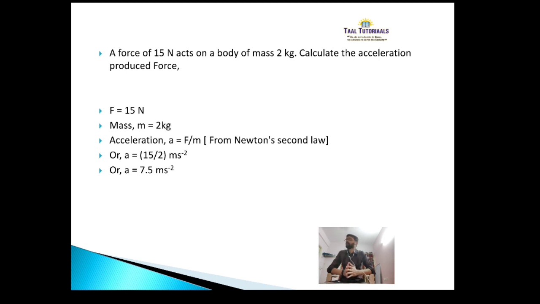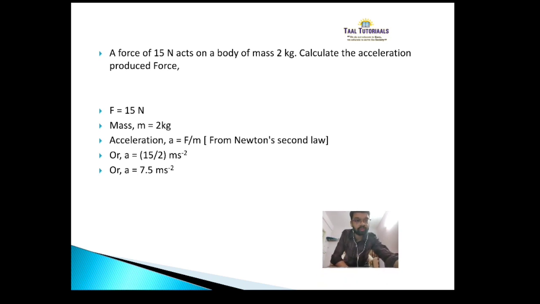And the formula is F is equal to ma. So from that formula, a is equal to F by m, that is Newton's second law. So a will be F, that is 15, and m, that is 2 kg, 15 by 2. That basically comes to 7.5 meters per second square. I think this was a very easy question. I'll go with the second question.